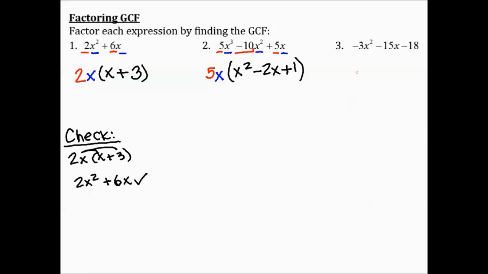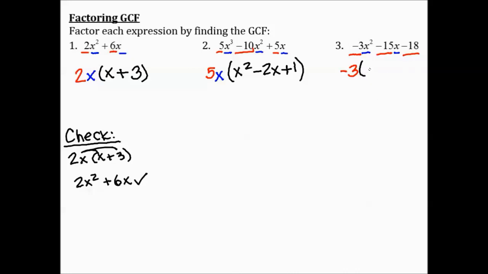In the third problem, again, we want to look at the numbers and see what their greatest common factor is. So we have negative 3, negative 15, and negative 18. All of them are negative, so I can factor out a negative number. And the largest common factor of 3, 15, and 18 is 3. When I look at the x's, I have x squared, x, and then no x's in the last term, so I cannot factor out an x. So negative 3 is my greatest common factor.